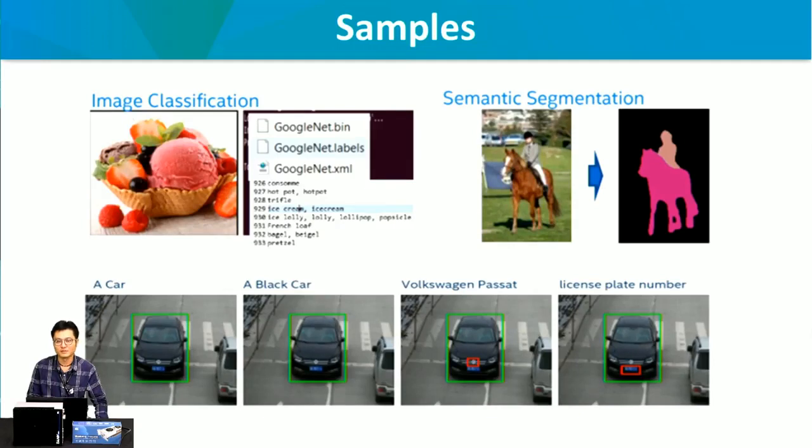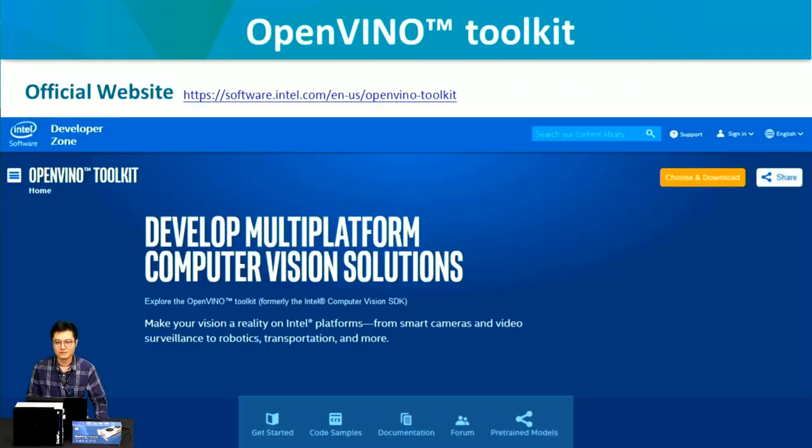Here are some examples of deep learning inference. There's image classification and segmentation, and also license plate recognition, the LPR. For more detail, we suggest you visit the official website of OpenVINO Toolkit. They are doing a great job on how to get started, and have many code samples and even provide pre-trained models for you to do the evaluation.